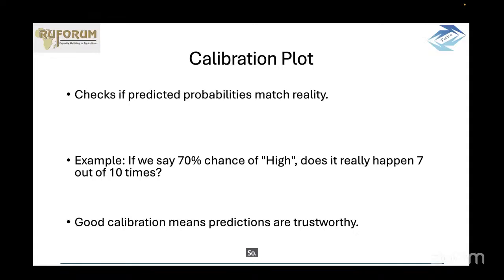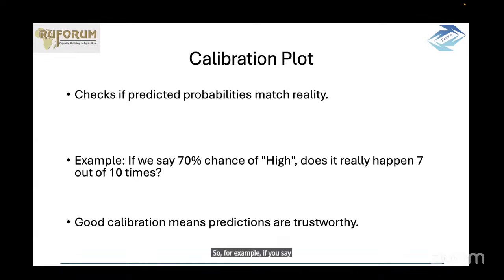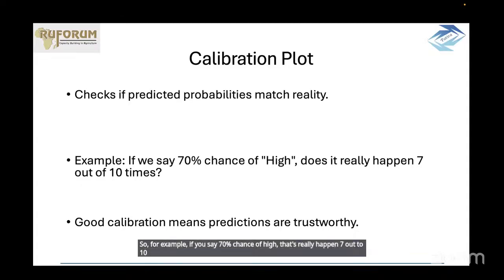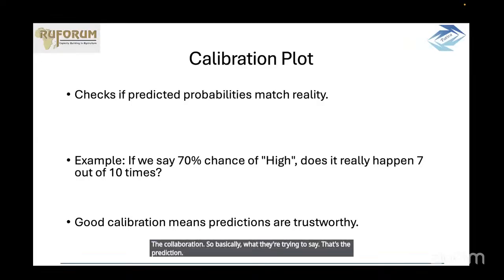So, calibration plot. This checks if the predicted probability matches reality. For example, if you say 70% chance of high, does it really happen 7 out of 10 times? Okay. So good calibration means predictions are trustworthy. That's why sometimes when you are working with people and you present your results, they'll ask you to explain the calibration. Basically what they're trying to say is: that's your prediction, what we've done, is it trustworthy?